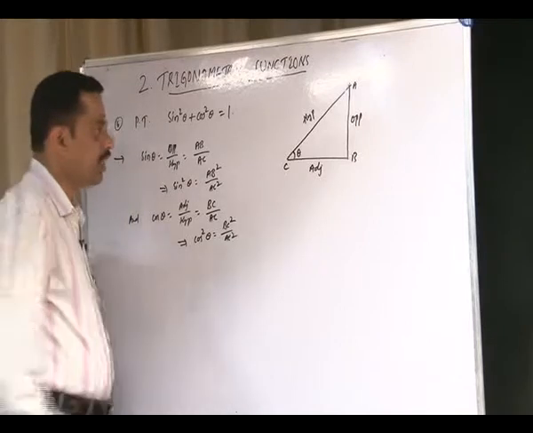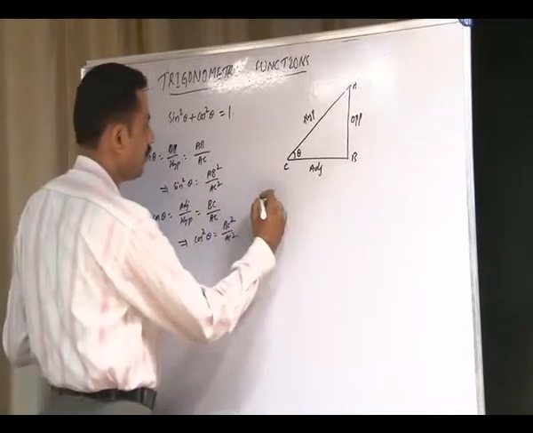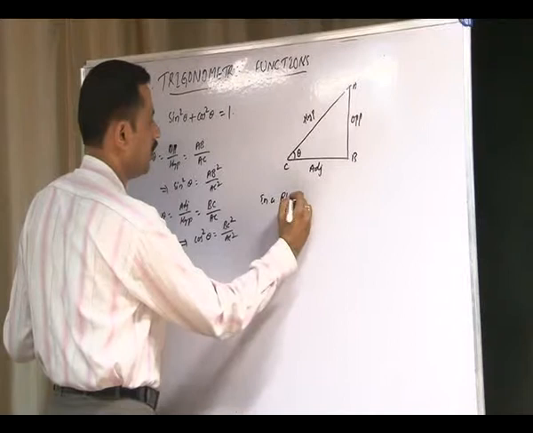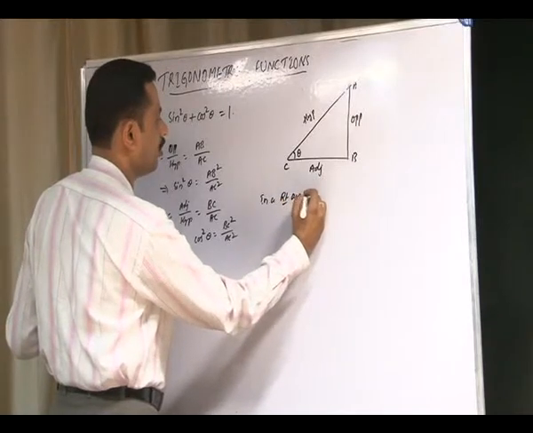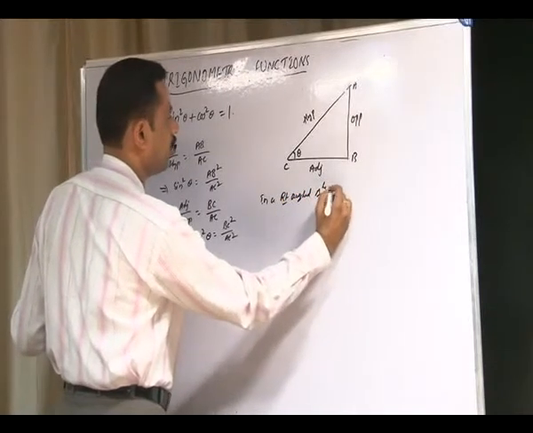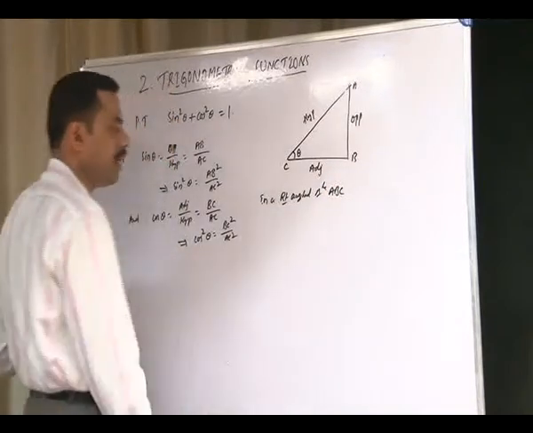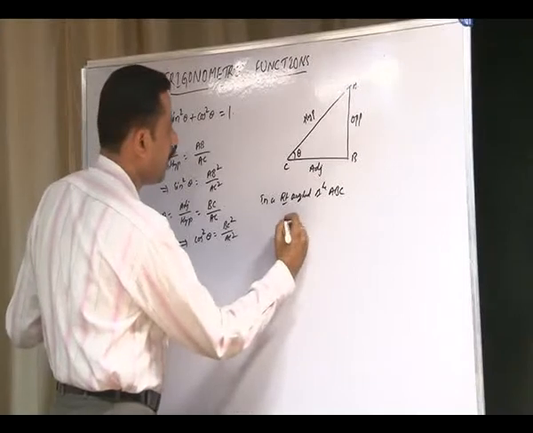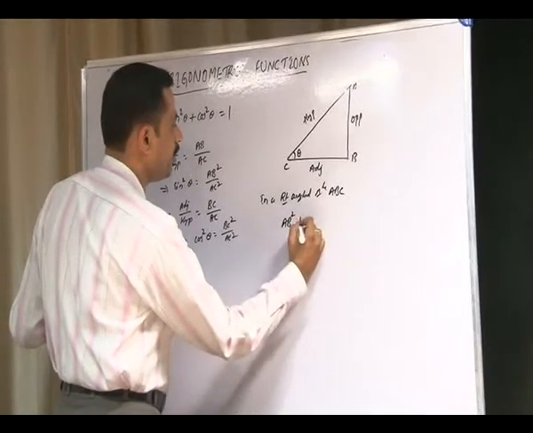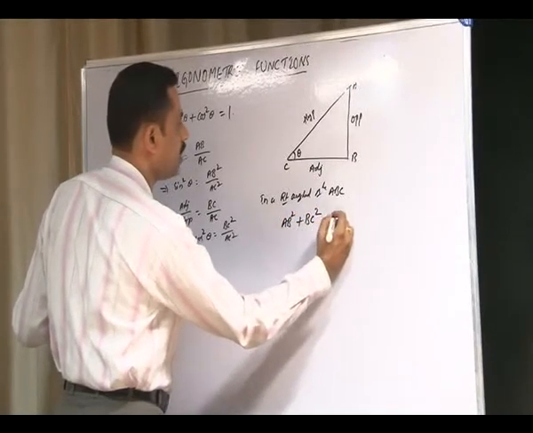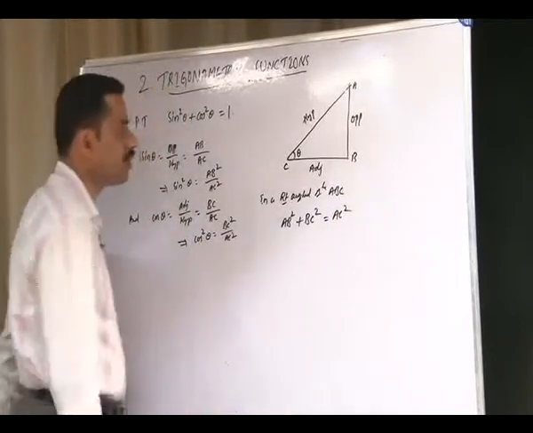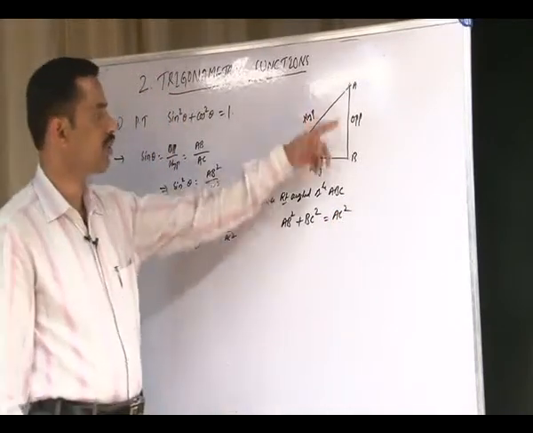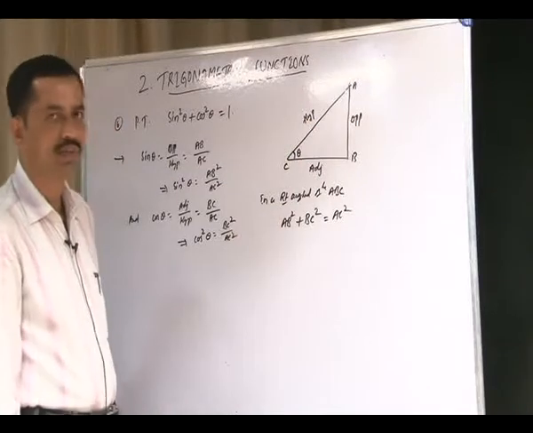Further, in a right angled triangle ABC, if you write Pythagoras relation, the Pythagoras relation is given by AB square plus BC square is equal to AC square. That is Pythagoras relation.